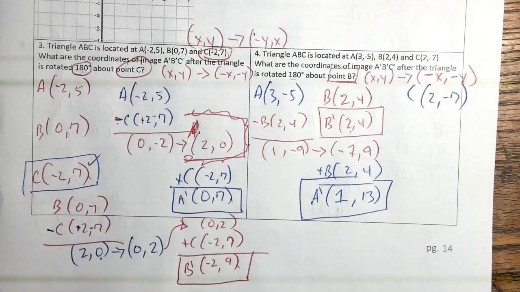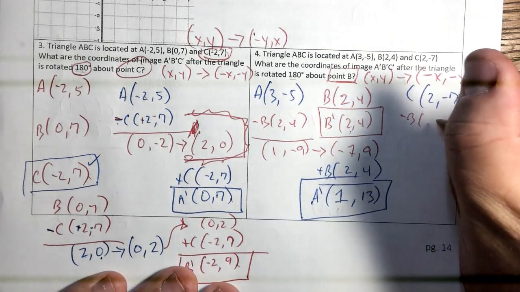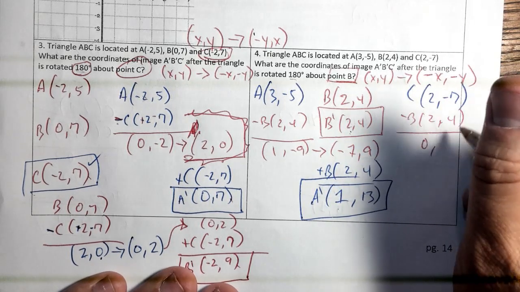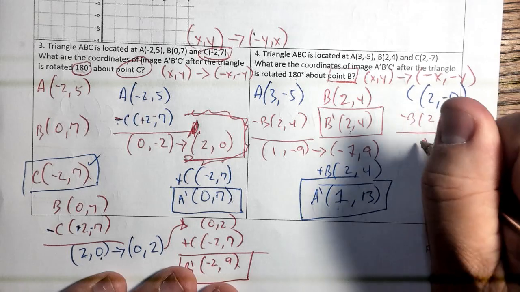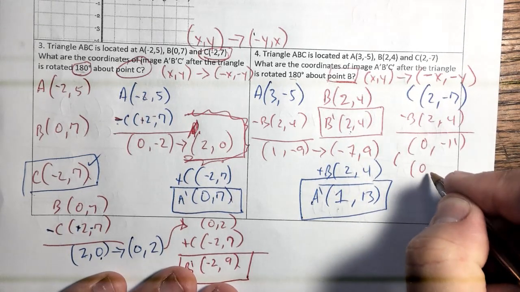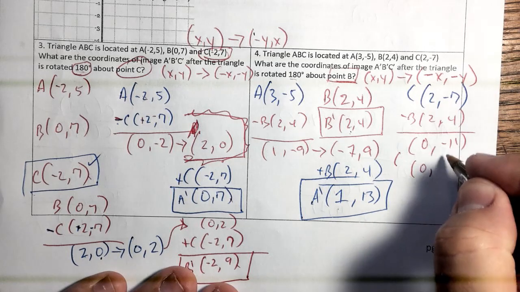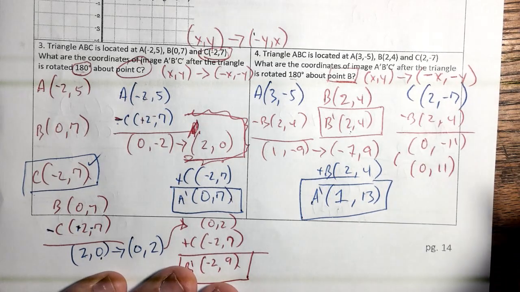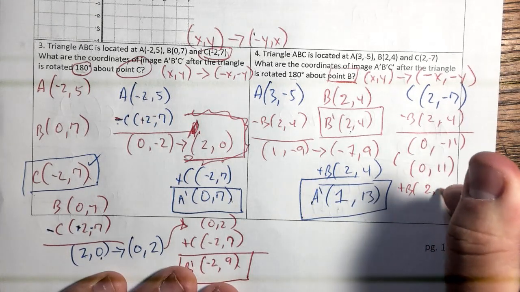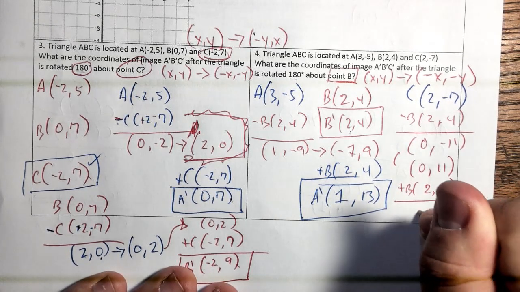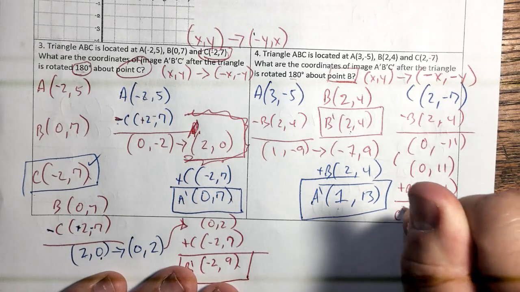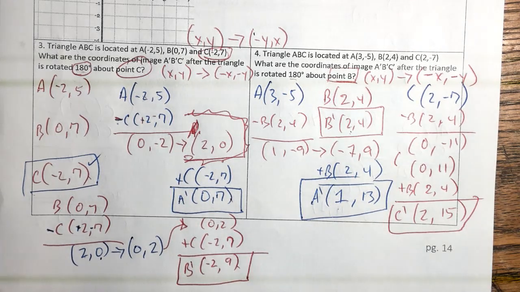Okay, let's do the same for C. Subtract B. 2, 4. 2 minus 2 is 0. Negative 7 minus 4 makes negative 11. Gotta flip it down here. Can't make a 0. It's neither negative or positive, but this negative 11 becomes positive 11 because we had to flip it. Now we're going to add B back in. Again, it's 2, 4. 0 plus 2 is 2. 11 plus 4 is 15. So your C prime is there.